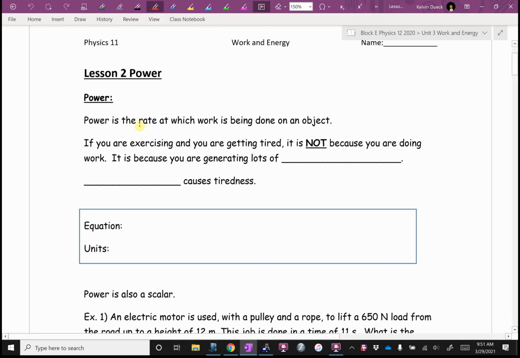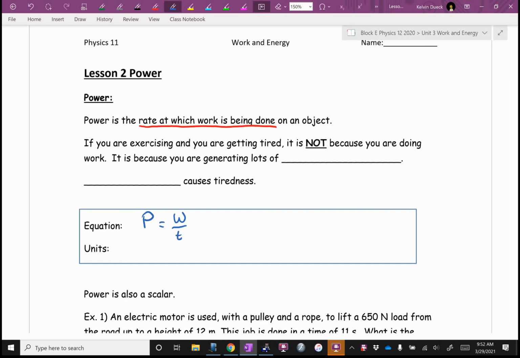Power is the rate at which work is being done on an object. Power is how fast you're doing work. Anytime we talk about a rate, it means you're dividing by time. Power, symbol capital P, is work divided by time. There's your punchline. Power is work divided by time.